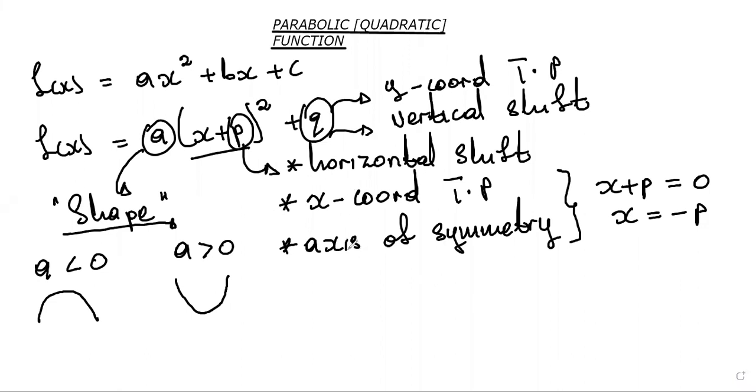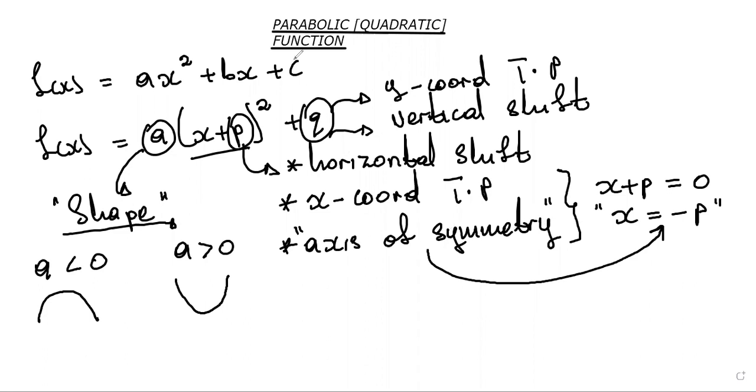Fine. So what about the axis of symmetry? What is this axis of symmetry? You need to know that the axis of symmetry is a line that's going to cut your graph into two equal parts. But you also need to know that the axis of symmetry passes through the x coordinate of the turning point. So as a result, x equals negative p is going to be the equation of the axis of symmetry.